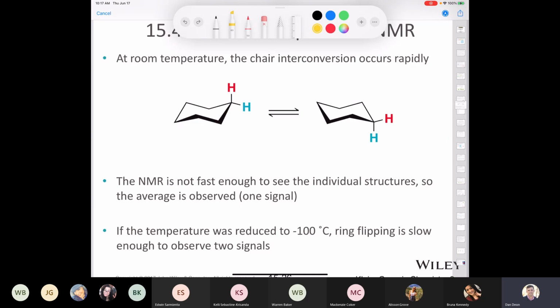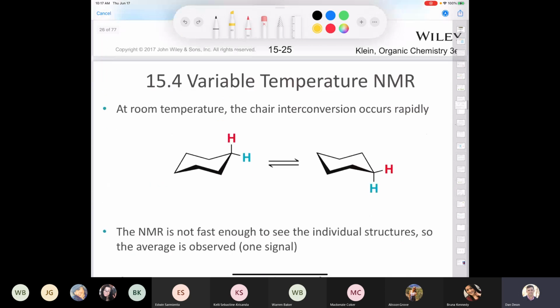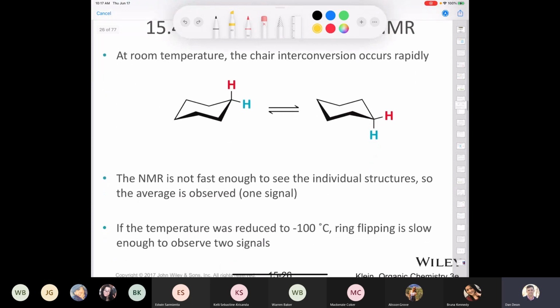Now, this is more of an FYI thing. What's covered on this slide would maybe be worth the value of one multiple choice question. I wouldn't even ask it on your quiz, and I would not ask it on a final exam. But it's just the idea that you can get the ring flip to occur slowly enough that you could distinguish between axial and equatorial protons. But beyond one multiple choice question, I wouldn't go into much detail about that.